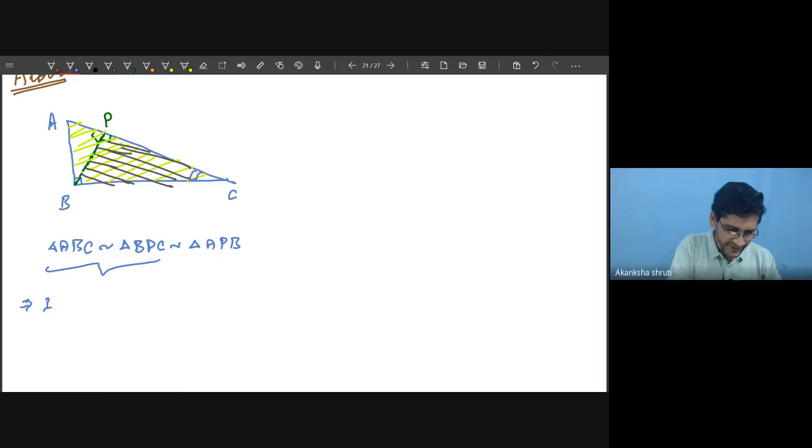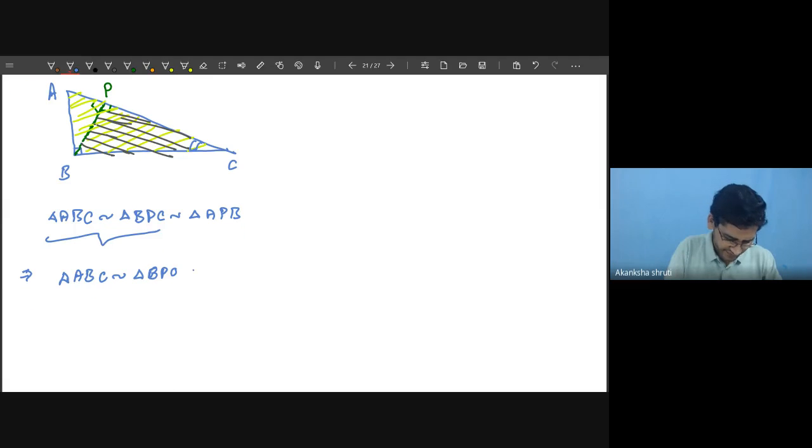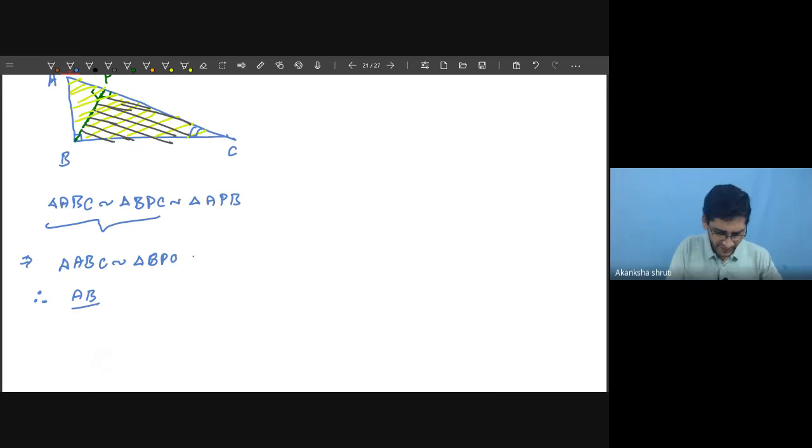Let me rewrite it. Triangle ABC is similar to triangle BPC, therefore we can write the ratios. Writing ratios is very important, because the question is indirectly asked in writing the ratios. Everything is just about writing the ratios, then you have to rearrange it. What is the required one? AB by BP, with AB on the left hand side and BP on the right hand side, is equal to BC on the left hand side and PC on the right hand side.